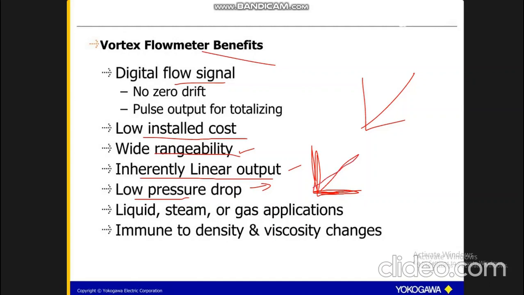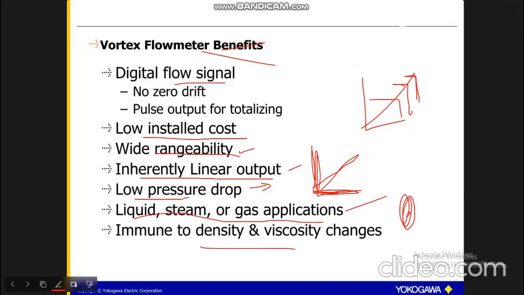So when the output is linear, that means a very low pressure is in the measurement, meaning low pressure drop in the measurement. Okay, so this is the main benefit of it. And liquid, steam or gas applications can be there, and it is immune to density and viscosity changes. If the fluid density changes and viscosity also changes, no effect is caused during the measurement of it. That's the main benefit of a vortex flow meter.